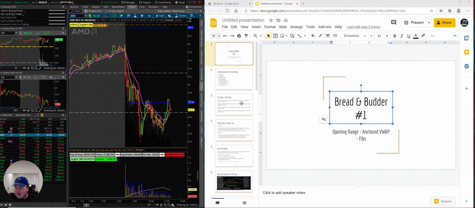So today we are back and we are going to be going over a bread and butter type setup, something that you can rely on when the market's choppy or even when it's got direction. It gives you a stop loss, gives you a profit target, gives you an entry, all based off the Fibonacci retracement. As you guys can see here, we're going to go through it.